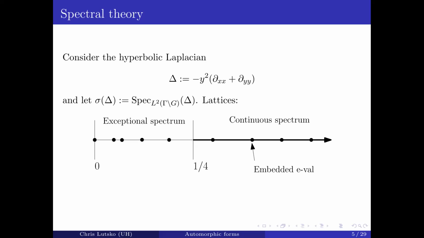All lattices will have the base eigenvalue at 0. The eigenfunction is just the constant function. So we know that the base eigenvalue is at 0. We know that the spectrum has to be positive.